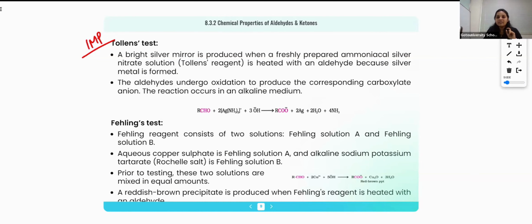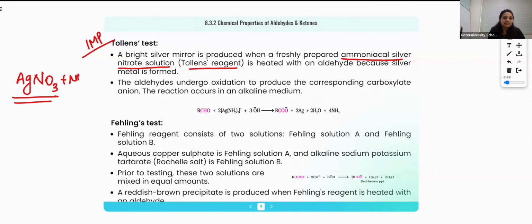A bright silver mirror is produced when a freshly prepared ammoniacal silver nitrate solution, that is called the Tollens' reagent. Ammoniacal silver nitrate solution, AgNO3 solution. Ammoniacal means silver nitrate we are mixing with the ammonia. That is called a Tollens' reagent.